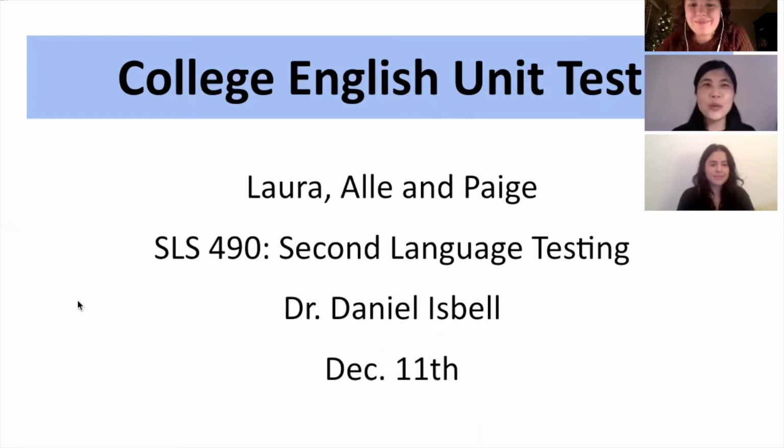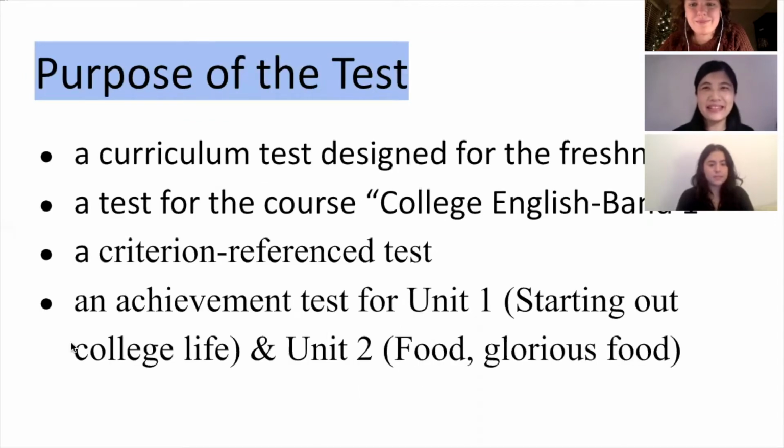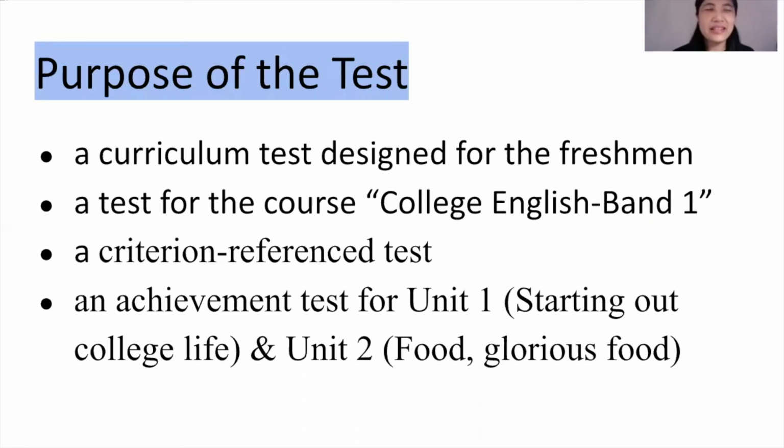The test we piloted was the College English Unit Test. The purpose of our test: it is a curriculum test designed for the freshmen who are taking the course College English Band 1. This is a criterion-referenced test which assesses the students' achievement after they have learned the 2 units of the course.